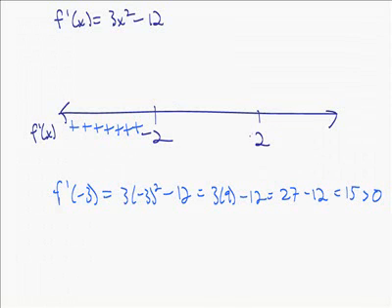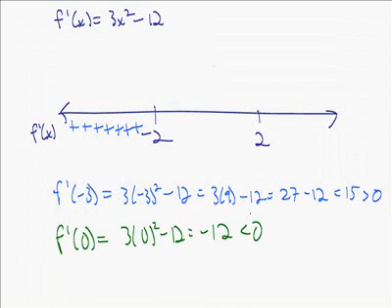Now, what about for values in between these two? Here we'll do it in a different color, maybe a lovely shade of green. F prime of 0, that's the easiest value to pick between negative 2 and 2. That's 3 times 0 squared minus 12. That's negative 12, less than 0. So we're negative here. You pick any value you want between negative 2 and 2, and the derivative is going to be negative at that point.